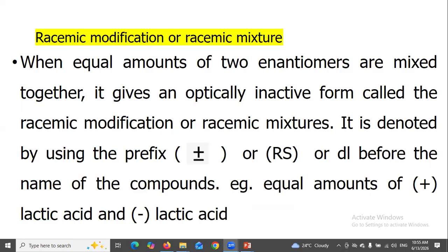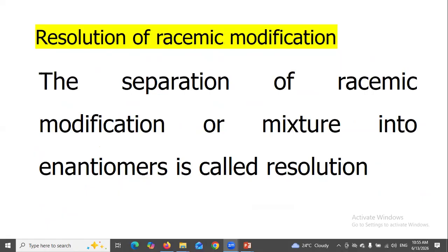Racemic modification or racemic mixture: when equal amounts of two enantiomers are mixed together, it gives an optically inactive form called the racemic modification or racemic mixture. It is denoted by using the prefix plus-minus, or RS, DL before the name of the compound. Example: equal amounts of plus lactic acid and minus lactic acid.